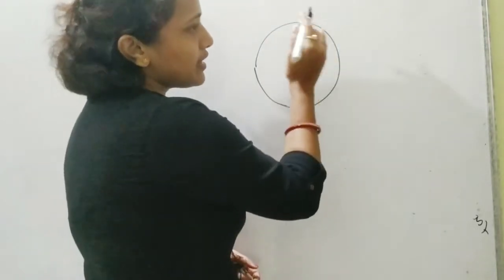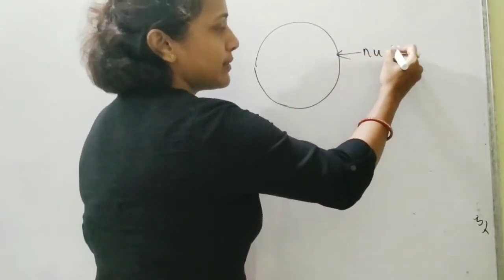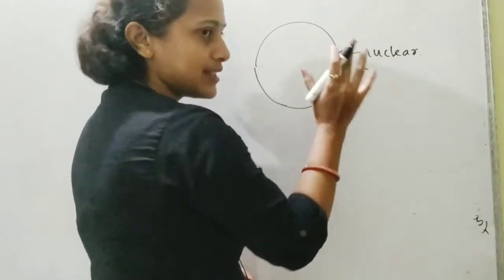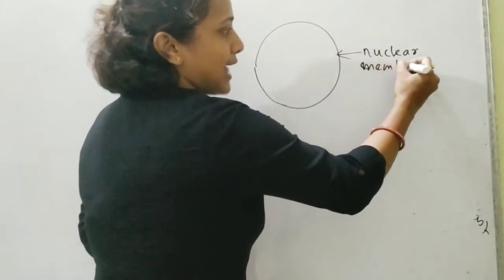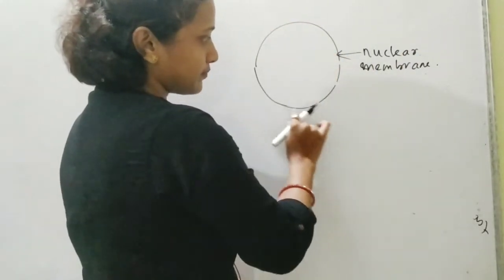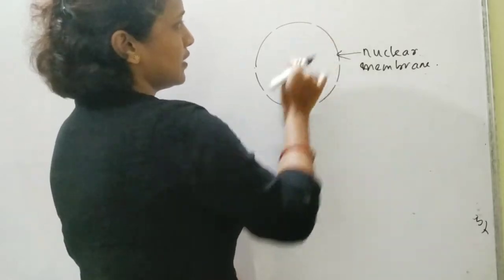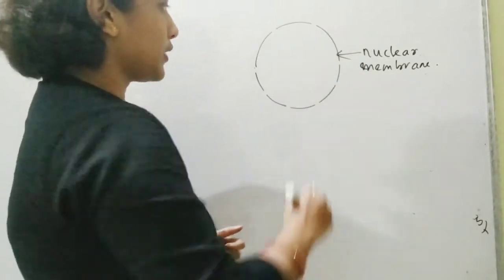Now, when we study the structure of the nucleus, the outermost membrane is the nuclear membrane, just as we have the cell membrane for the cell, the outermost envelope part. The most important feature of this nuclear membrane is that there are pores. Why these pores are there, we will see that.